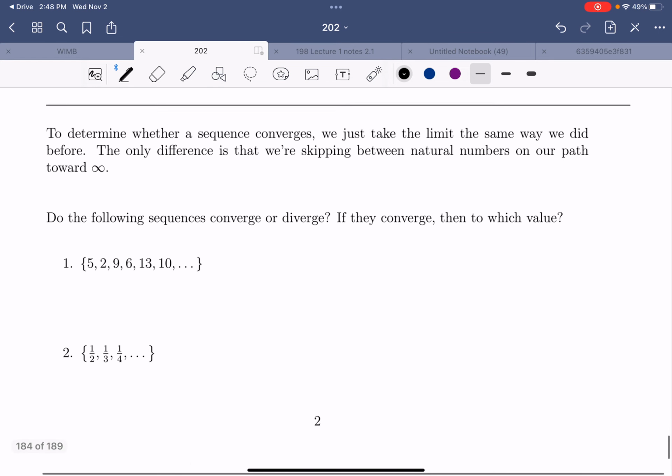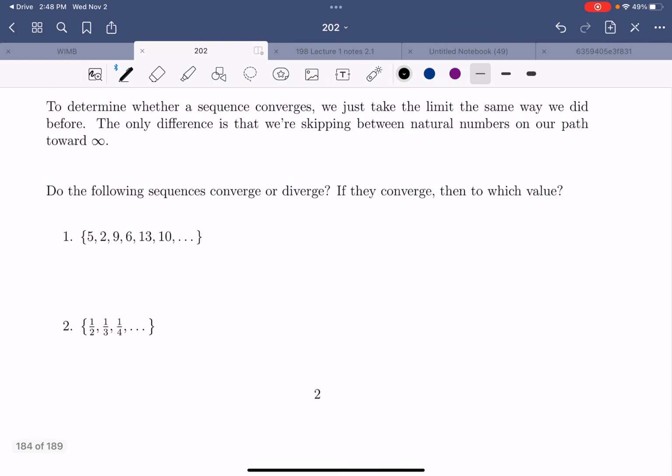All right, so how do we determine whether a sequence converges? We take the limit the same way we did before. The only difference is that instead of it being a continuous function, now we're really only worried about the natural numbers, 1, 2, 3, 4. Okay, but it works the same way. You can treat it like a function, and it works the same way.